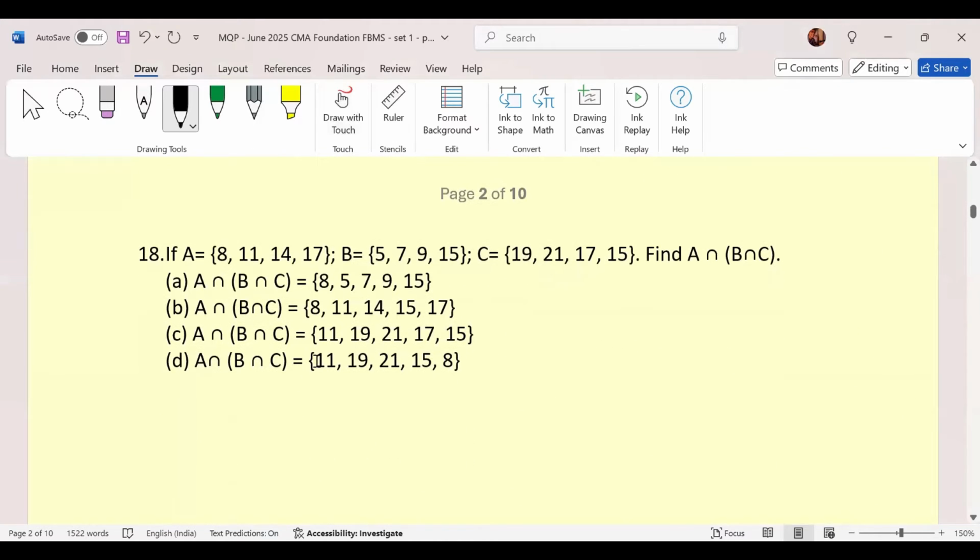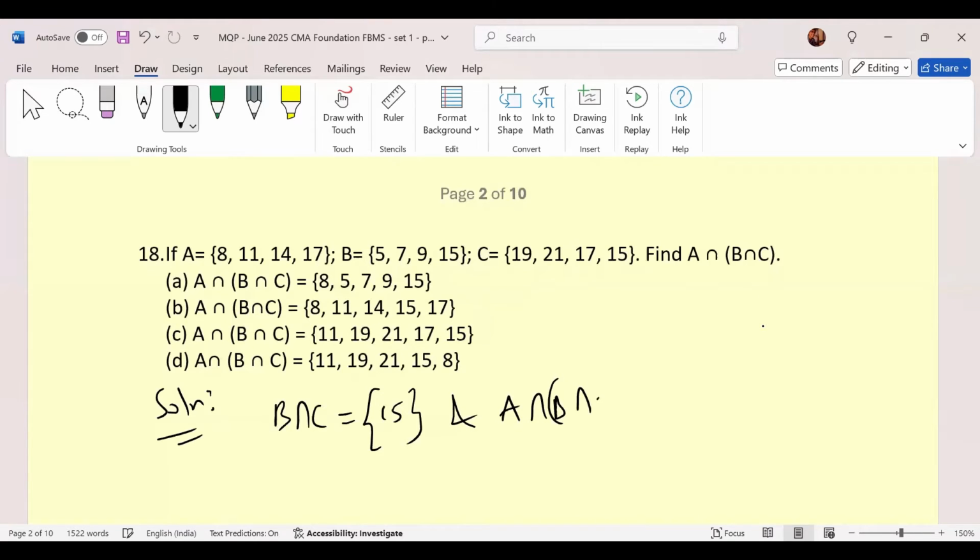If A is equal to 8, 11, 14, 17, B equal to 5, 7, 9, 15, C equal to 19, 21, 17, 15, find A intersection B intersection C. First, B intersection C is, we need to see what are the common numbers. 5, no. 7, no. 9, no. 15, yes. So common number is 15. Now we need to check from set A and this. 8, no. 11, no. 14, no. 17, no. Even 15, no. That means it is null set.